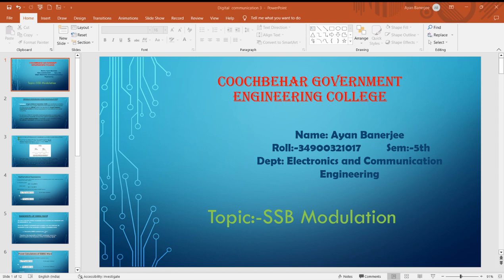So here are some disadvantages of SSBSC modulation. So number one is the generation and detection of SSBSC wave is a complex process. Number two is the quality of the signal gets affected unless the SSBSC transmitter and receiver have an excellent frequency stability.